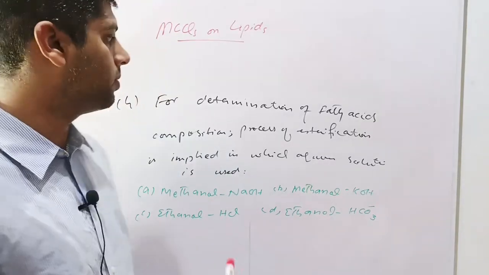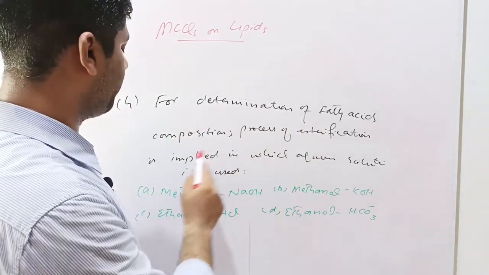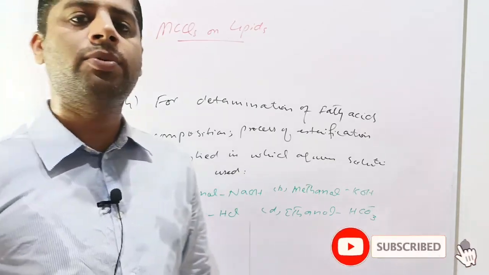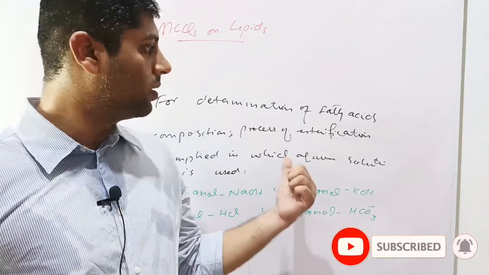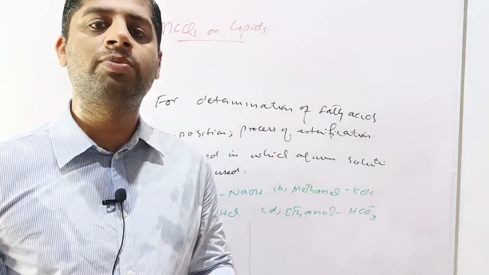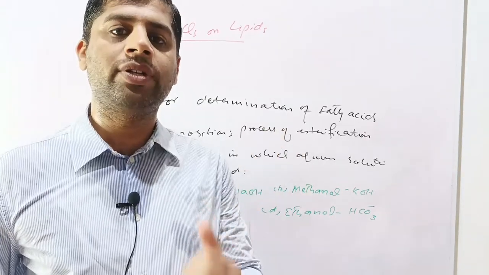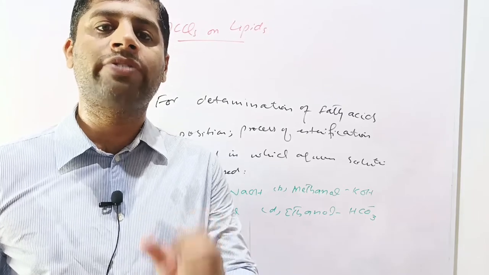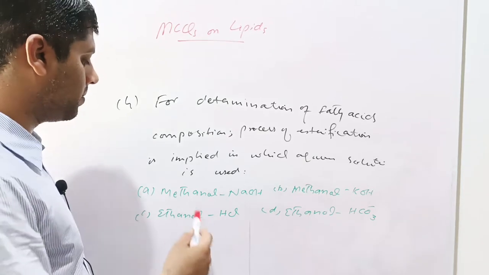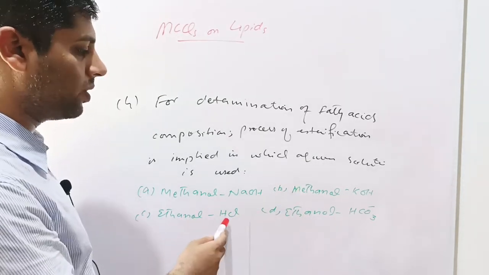Next question is, for determination of the fatty acid composition, the process of esterification is implied in which aqueous solution is used. He is asking about the fatty acid composition. This question is very informative because it is giving you another clue that the fatty acid composition in the lipids can be determined through esterification. For esterification of the lipids, a warm solution of what kind of compounds or molecules is required? The given options are methanol and sodium hydroxide, methanol and potassium hydroxide, ethanol and hydrochloric acid, ethanol and bicarbonate.